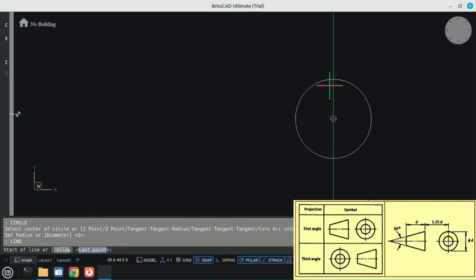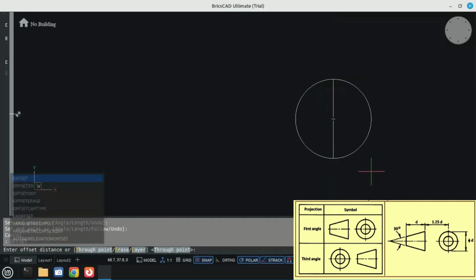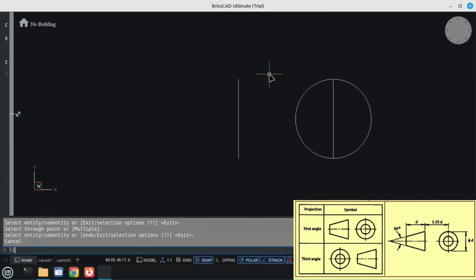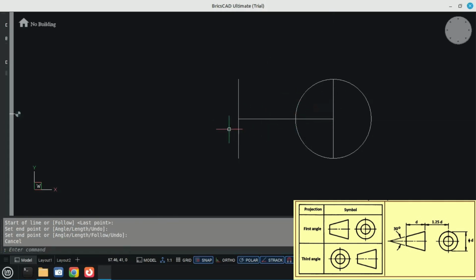Now, I will demonstrate how to draw the projection symbol. Take a moment to look at the diagram in the bottom right corner of your screen. This shows the mandatory standards and proportions required. For this exercise, I am drawing the first angle orthographic projection symbol. Notice how the small circle and the truncated cone are aligned to signify this specific layout.